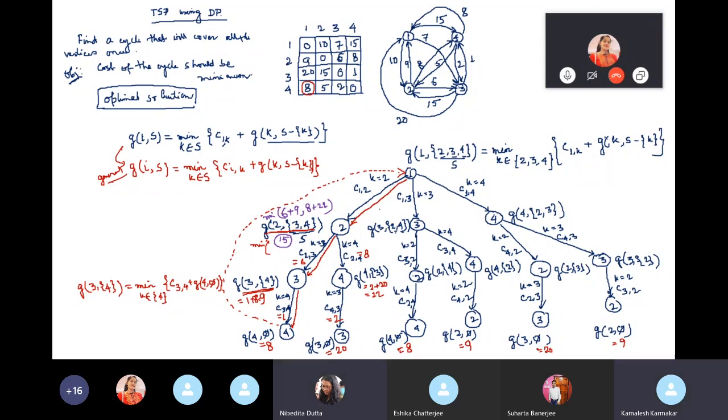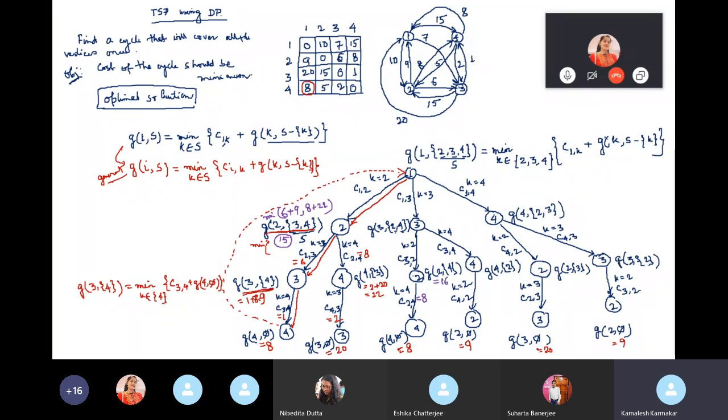Now, let us try some other path, because when we are going to calculate the minimum value here, all the subtrees are to be solved. So for this one, what is the value of C24? The value of C24 equals 8. Then what is the value of this function? It will be 8 plus 8, so it will be 16.